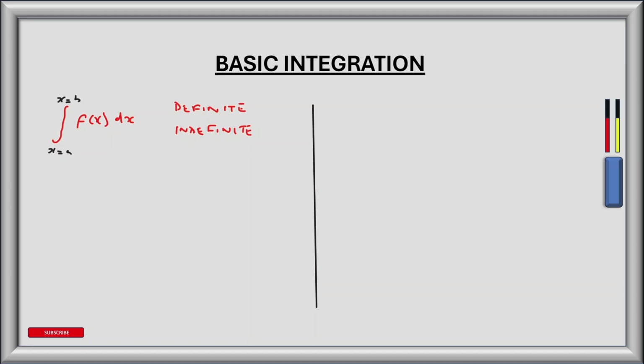One of the rules of integration is known as the power rule. This says if we want to integrate x to the power of n dx, this is x to the power of n plus 1 divided by n plus 1 plus a constant c. Let's look at some examples of using the power rule. So let's say we want to integrate x to the power of 5 dx. This is equal to x to the power of 5 plus 1 divided by 5 plus 1 plus a constant c, which is equal to x to the power of 6 divided by 6 plus a constant c.